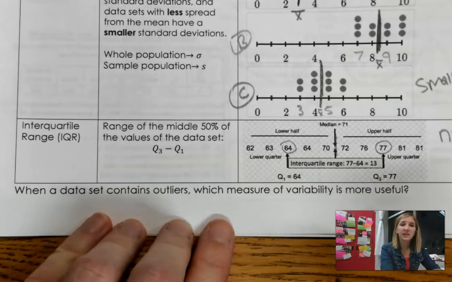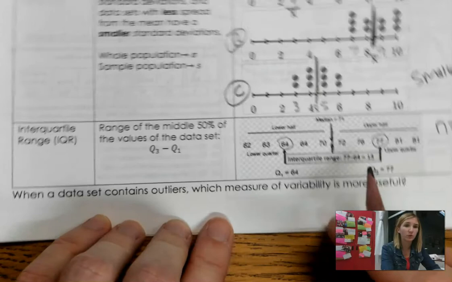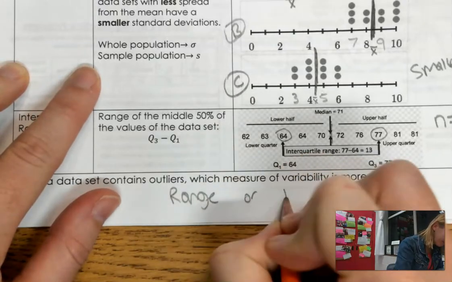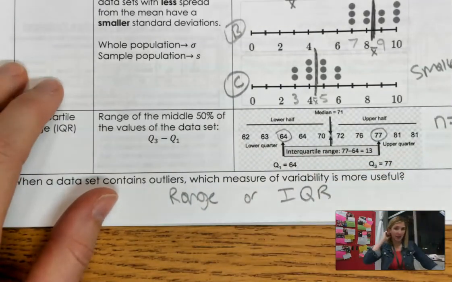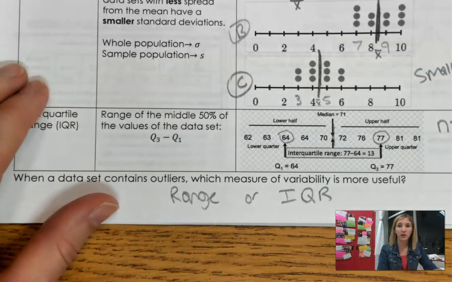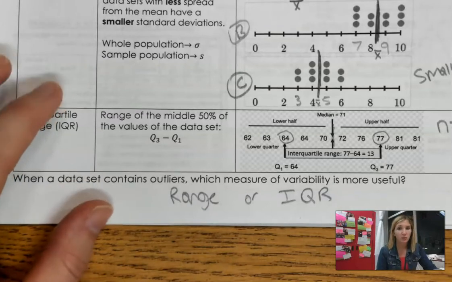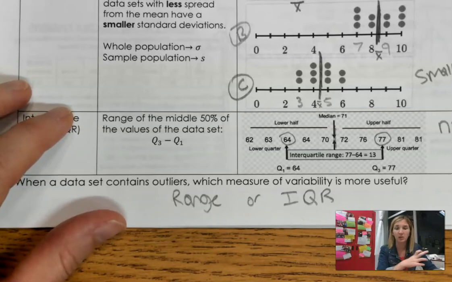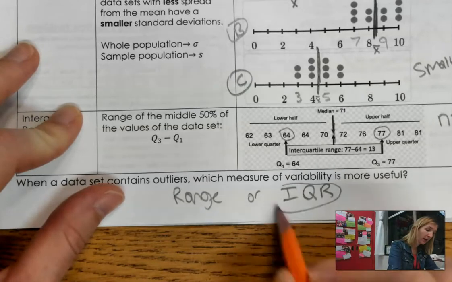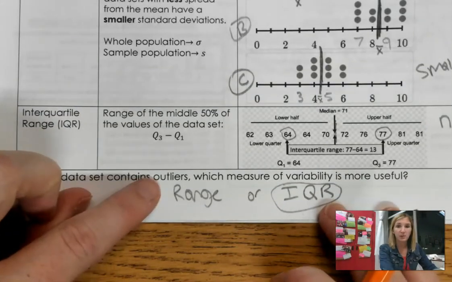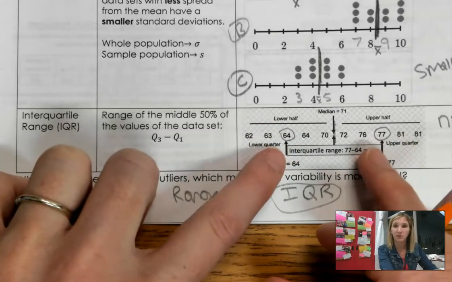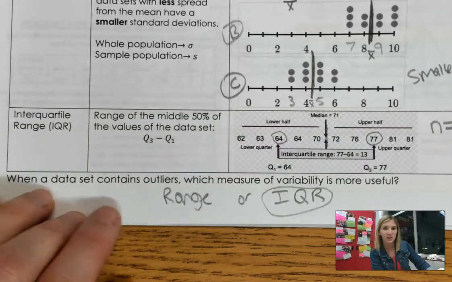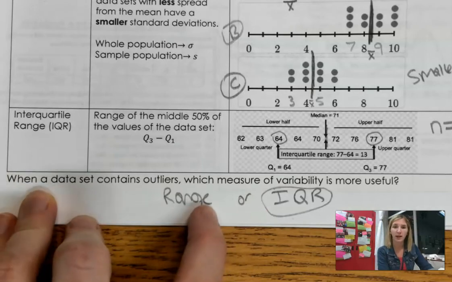All right, when a data set contains outliers, which measure of variability is more useful? So range or IQR? So think about it. If a data set has outliers, that means your max or your min is going to be really big. So if I take the range, then it makes it seem as if my data is very spread out, whereas one outlier could be causing that really big range. So your IQR is actually more useful when your data has outliers, because you can get an idea of where the middle 50% of the data is. So same how median is more useful than mean when data sets contain outliers, IQR is more useful than range.